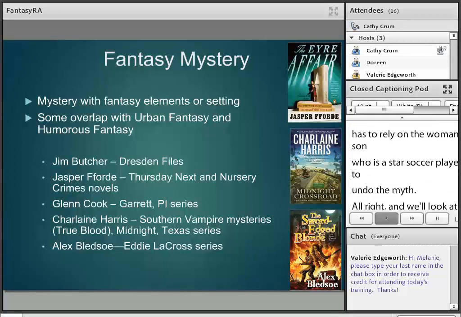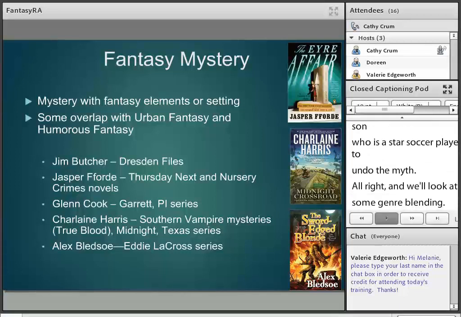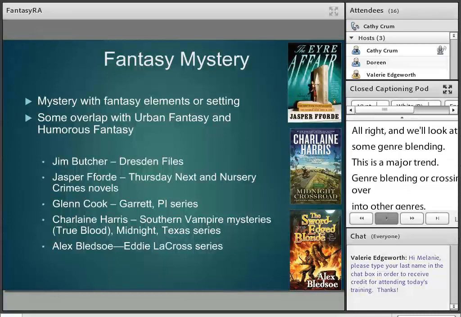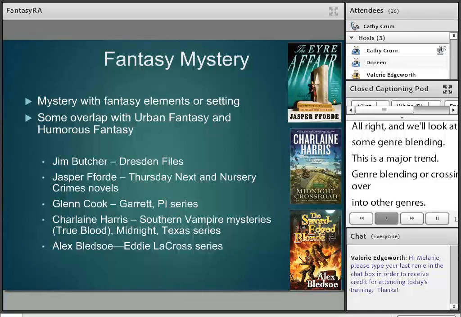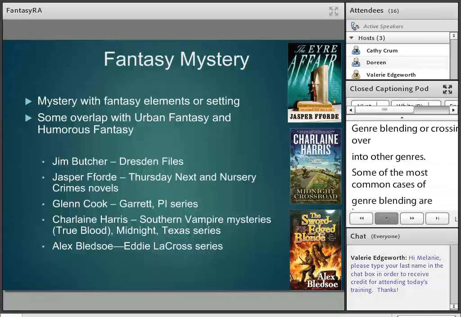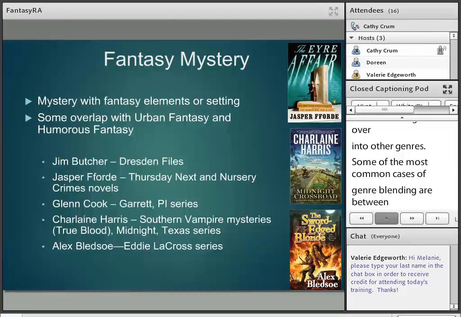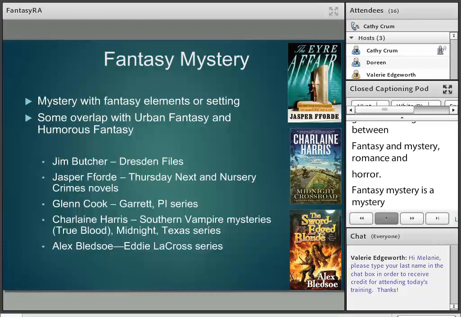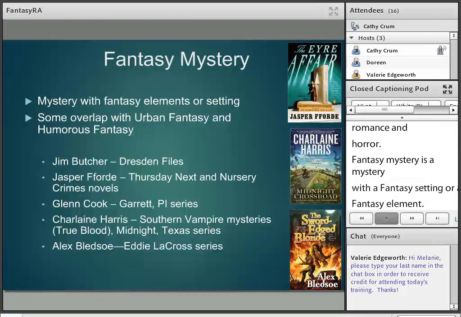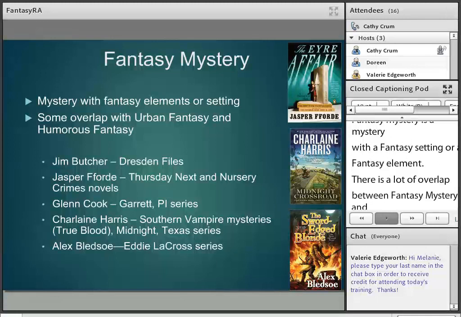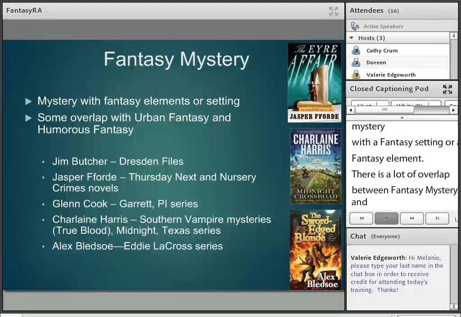All right, we're going to look at some genre blending. This is a major trend, genre blending or crossing over into other genres, mashups. Some of the most common cases of genre blending are between fantasy and mystery, romance, and horror. Fantasy mystery is a mystery with a fantasy setting or fantasy elements. There's a lot of overlap between fantasy mystery and urban and humorous fantasy, so several of these titles have shown up previously.